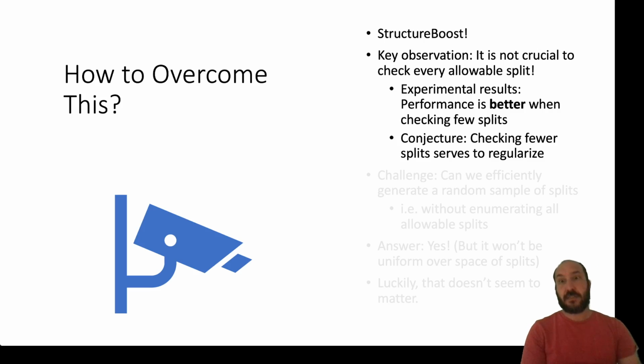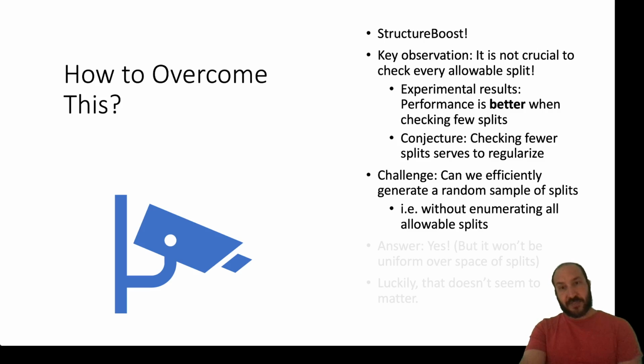And the conjecture is that checking fewer splits serves to regularize. This actually makes sense if you spend some time thinking about it. There's some evidence that this is true even in the standard numerical setting, that it's not necessary to check every single possible split. In fact, you might overfit quite a bit if you do check every single split. If you just picked a smaller subset of splits, it would serve to regularize. And remember, because we're doing boosting, we're repeating this process many times over many trees. So it's not essential that we get the absolute best tree every time.